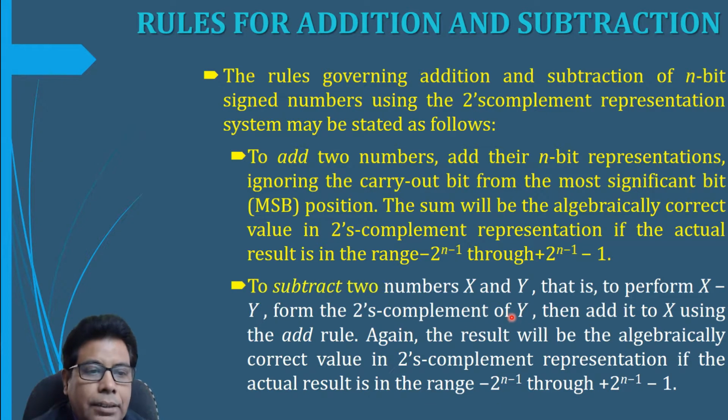And to subtract two numbers x and y, that is to perform x minus y, take the 2's complement of y, then add it to x using the add rule. So simple add rule you have to apply and do the addition. Again, the result will be in algebraically correct value in the 2's complement representation if the actual result is in the range minus 2 raised to n minus 1 to 2 raised to n minus 1 minus 1. So just now we have seen the example of addition of 7 and minus 3. So the result we get is plus 4 in that case.